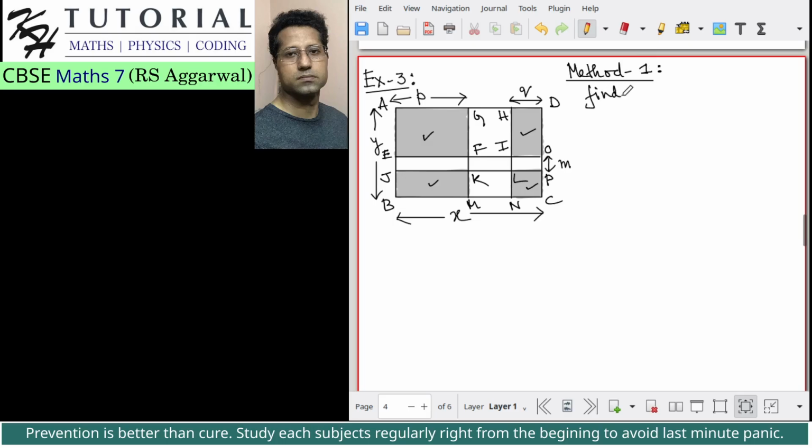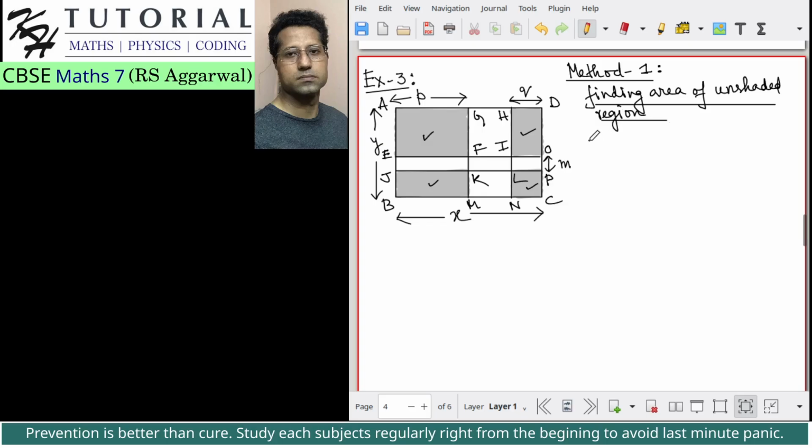Okay, so finding the area of the unshaded, or blank, or empty region. So I will now find the area of the unshaded region. The concept of finding the area of the unshaded region is the same as the concept of finding the area of the shaded region. We will divide the area into some rectangles and squares whose dimensions we can identify.